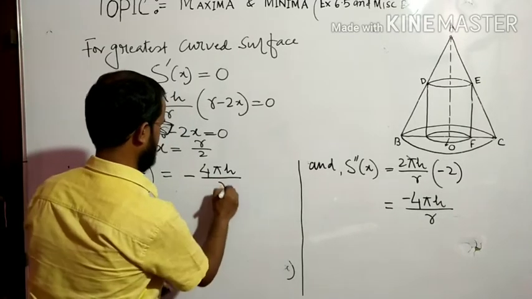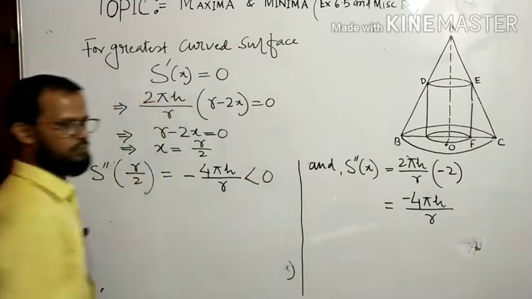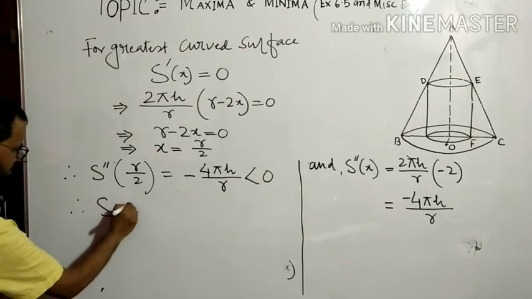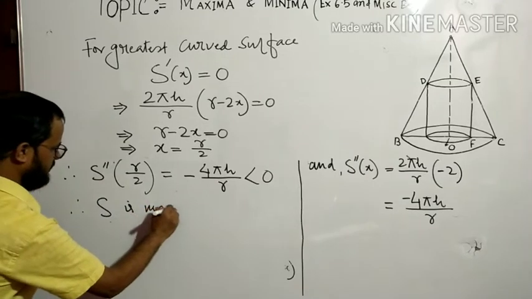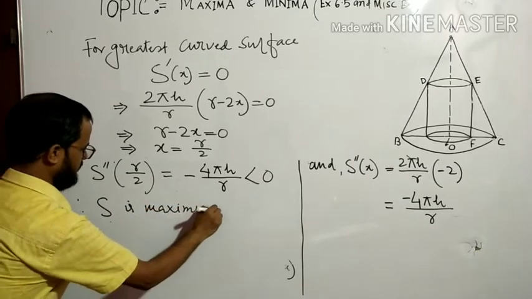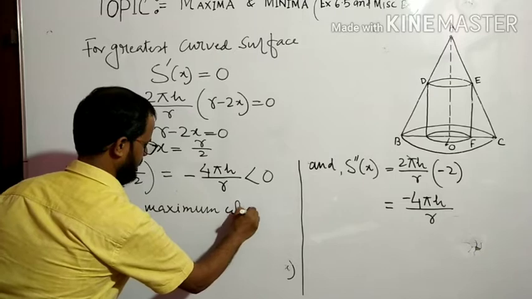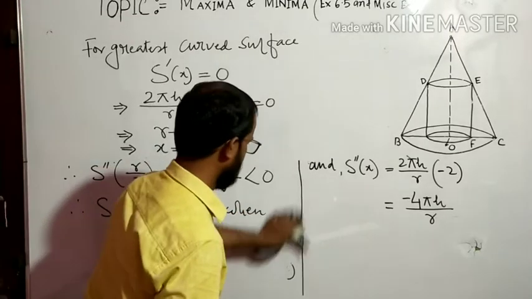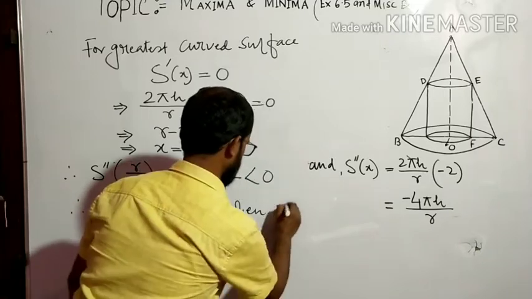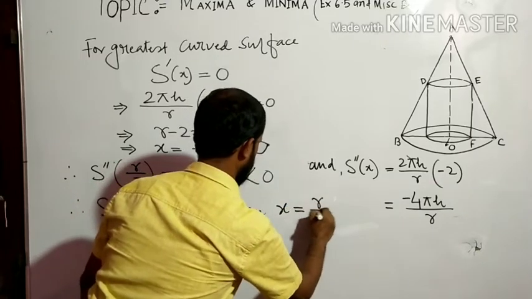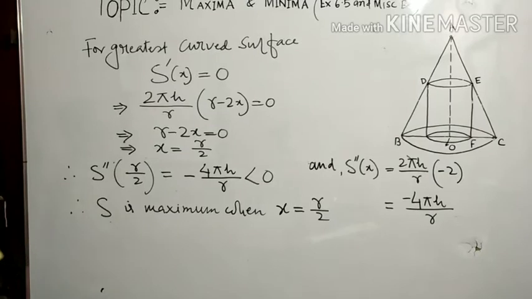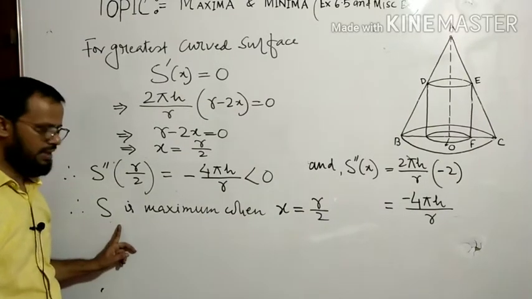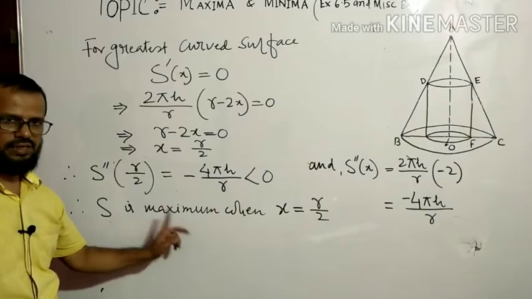R, which is a negative quantity, and therefore you can say S is maximum when, that is, x is equal to what? X is equal to r by 2. Ultimately what we get, the curved surface area is maximum, means here it is greatest.